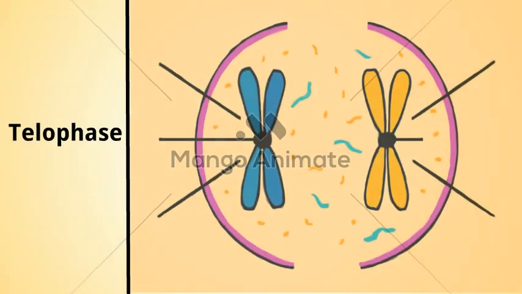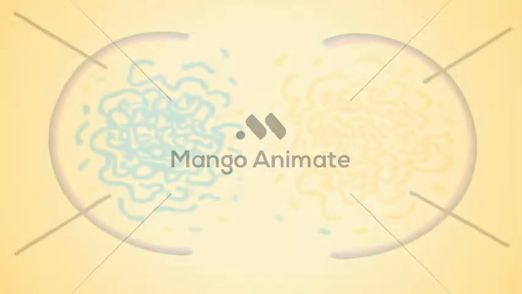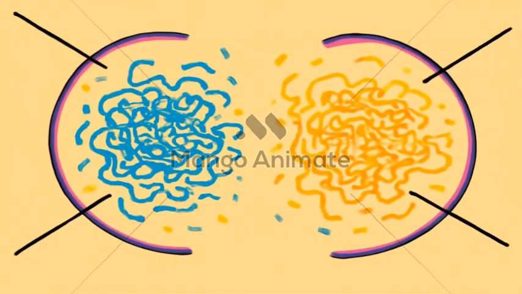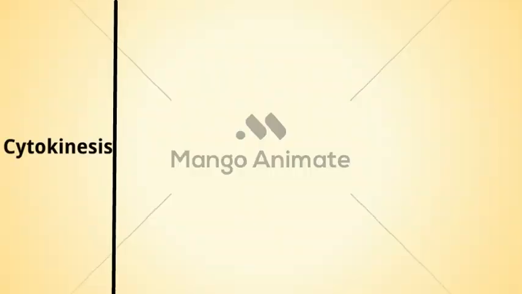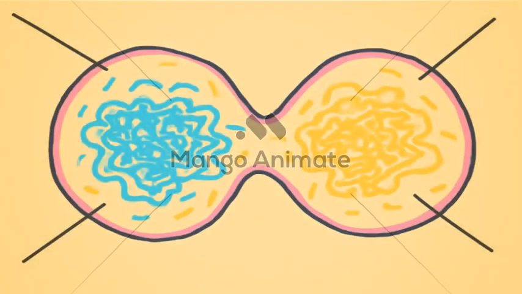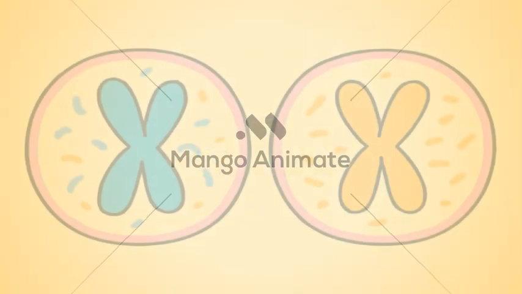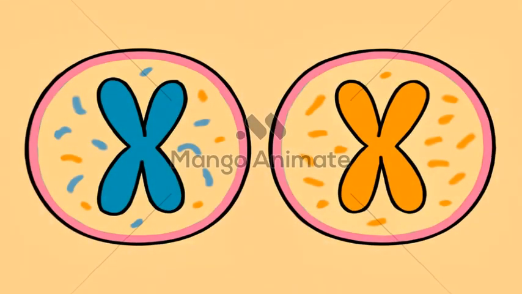Telophase. The chromosomes reach the poles, and new nuclear envelopes form around them. The chromosomes begin to uncoil and return to their less condensed chromatin state. Cytokinesis follows, where the cytoplasm divides, and the cell membrane pinches inward to form two genetically identical diploid daughter cells, each with the same number of chromosomes as the original cell, 46 in humans.